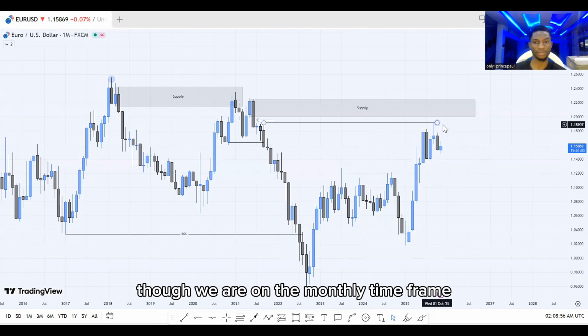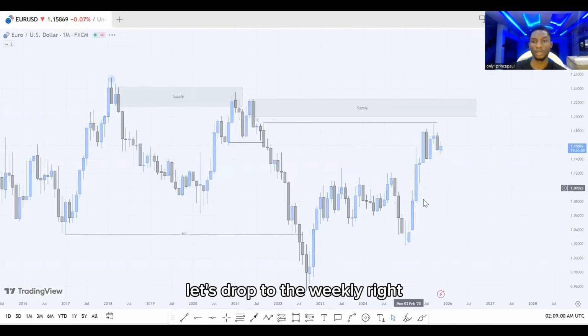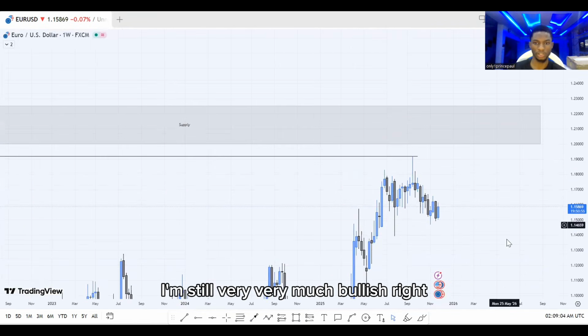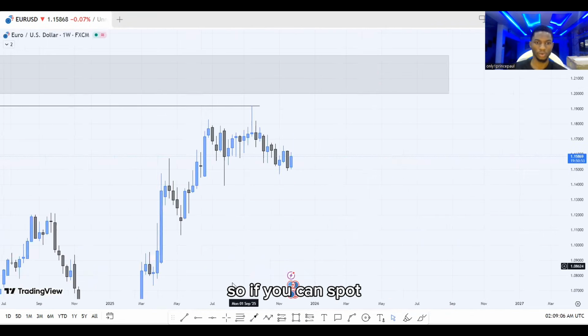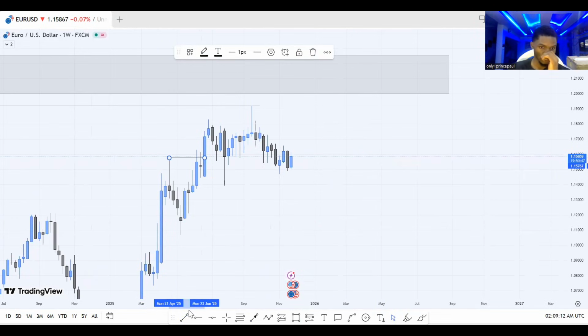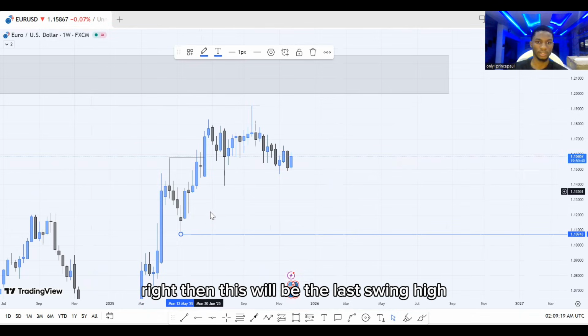Though we are on the monthly time frame, let's drop to the weekly time frame. I'm still very, very much bullish, right? So if you can spot, this was the last break to the upside. This then is going to be the last swing low, right? Then this will be the last swing high.